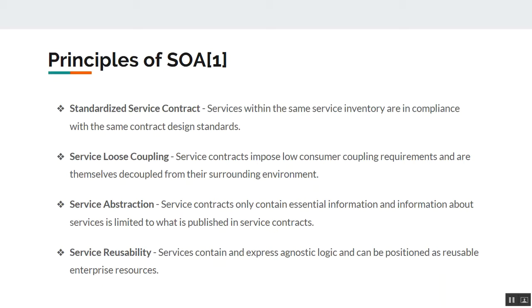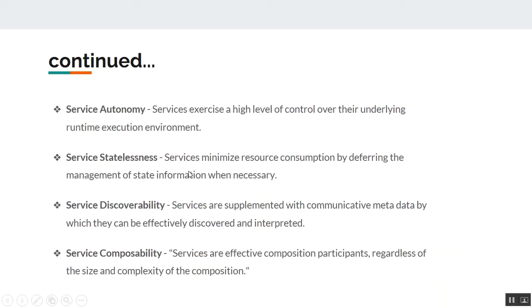And the next principle is service reusability. Whenever you develop a service, that service should implement an individual body of logic, so that any service consumer can have only one access point to any given body of logic, and that's what it tries to say. And the next principle is service autonomy. Services should always exercise a higher level of control over their underlying runtime execution environment, and thereby reducing shared access to service resources and increasing physical isolation can raise a service's ability to function autonomously.